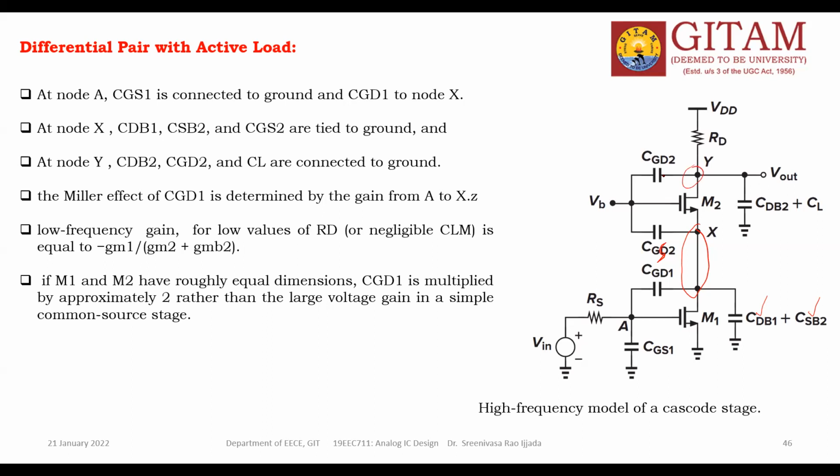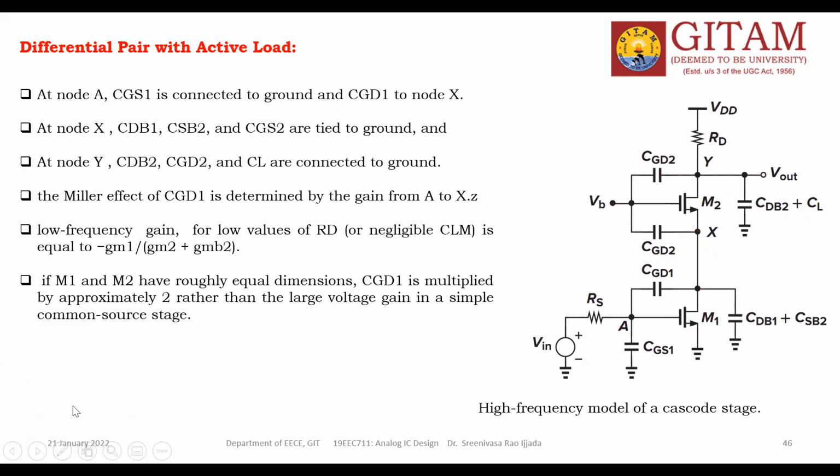Drain to body. This is the drain to body of M2. And gate to drain. This is gate to drain of M2. And CL, maybe the load capacitor. They are connected to the ground. So now the Miller effect.